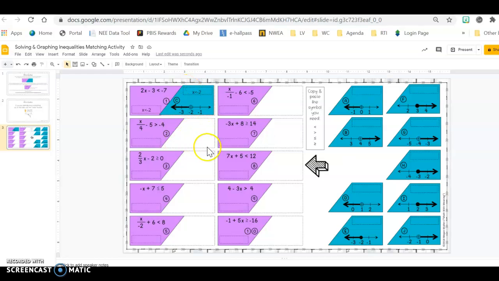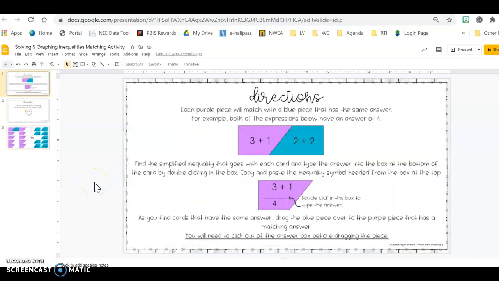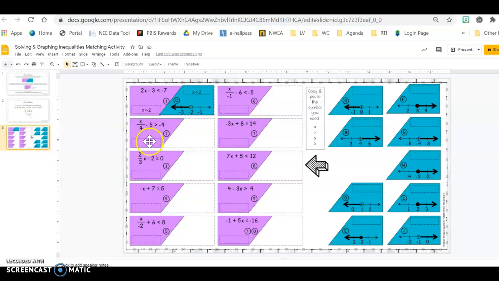So that's all you are doing for this, and you're just going to drag those pieces over once you solve them, and then you will post your showing work page on Schoology in the place provided. So that's all that you're doing for this activity.